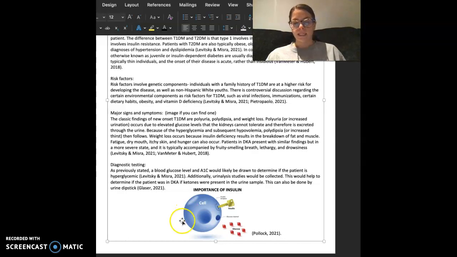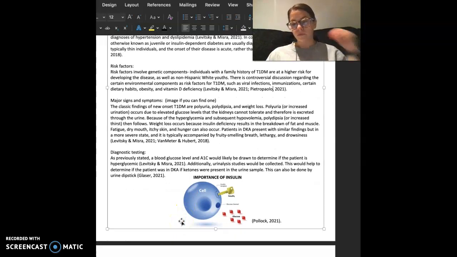And then this is an image that I really like that explains type 1 in a much more simplified way. So if you imagine the cell has a door that lets glucose in, and insulin is the key that opens that door. But if there is no key or no insulin, or it isn't working, the glucose stays in the body because that door isn't open. Instead of being used for energy, therefore, it's excreted through urine, and this is what causes the primary symptoms of polyuria and polydipsia.